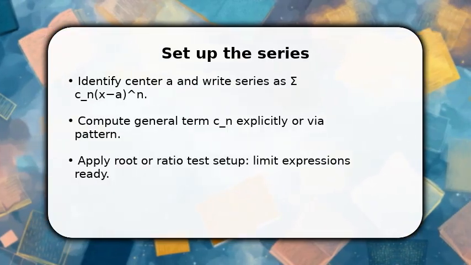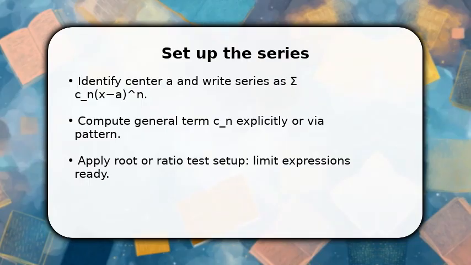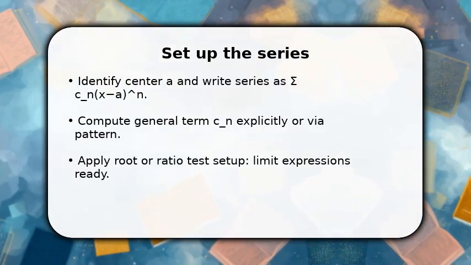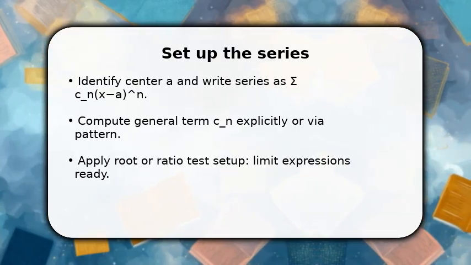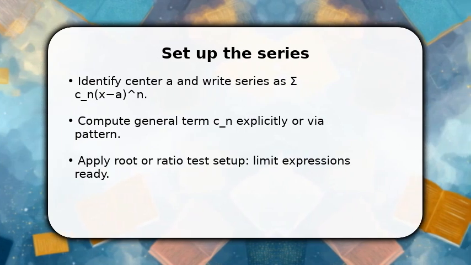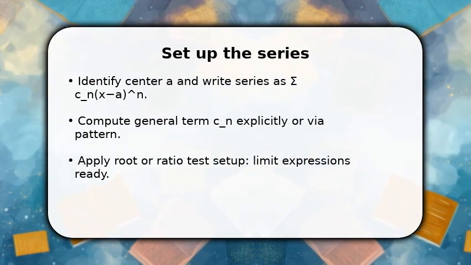Next, choose root versus ratio. Pick ratio if factorials or products appear, root for nth power behavior. Make sure the limit expression is simplified before evaluating. This prevents algebra errors and lets you move directly into the next step with a clear test.